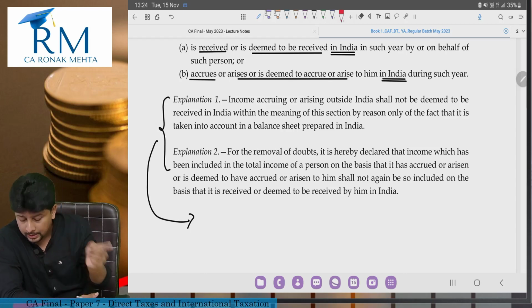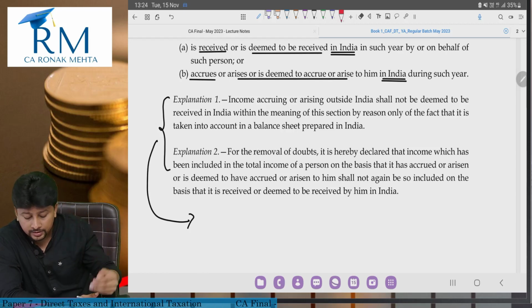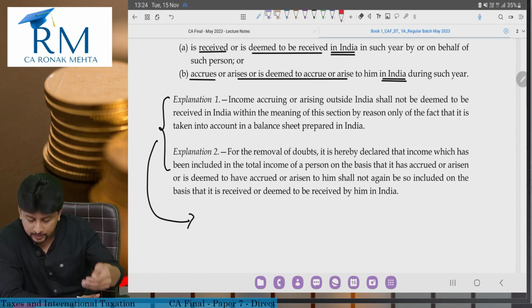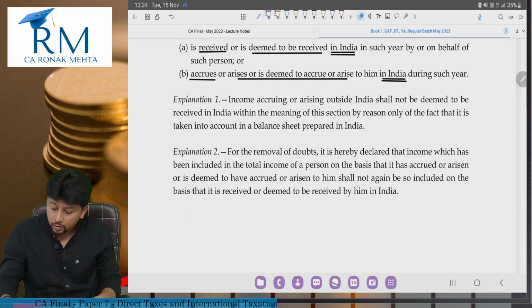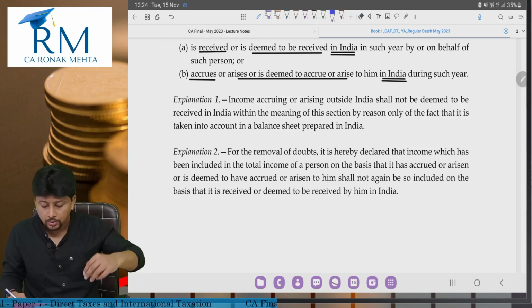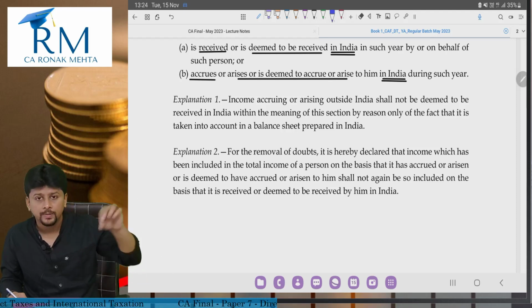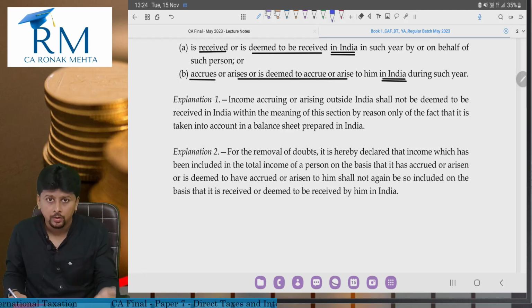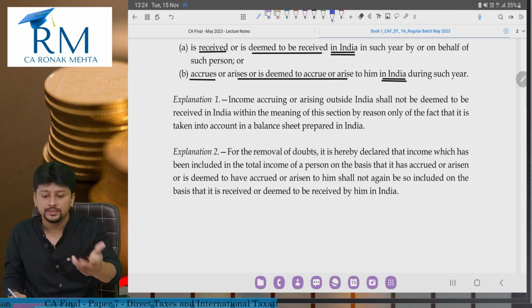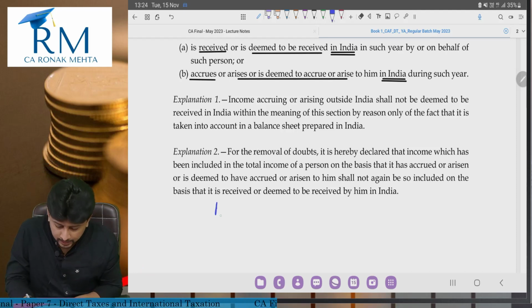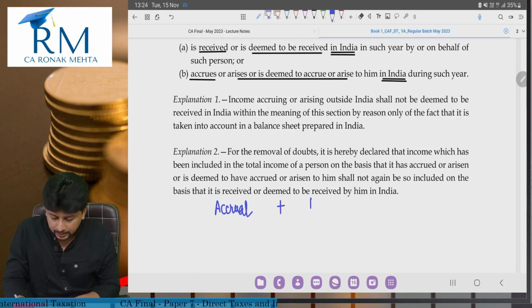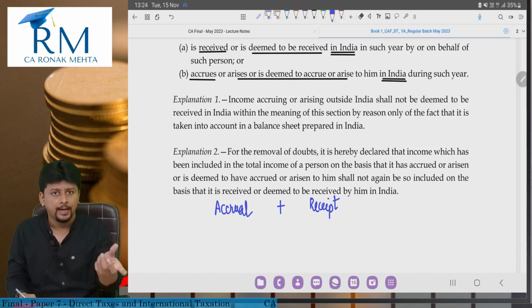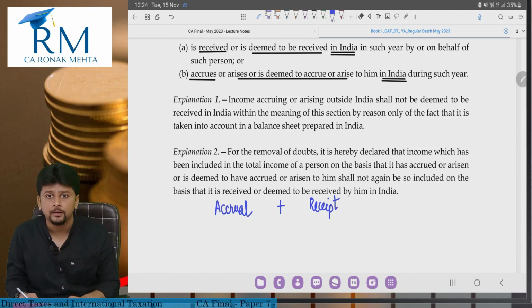Explanation 2: it is hereby declared that income which has been included in the total income of a person on the basis that it has accrued or arisen or is deemed to accrue or arise to him shall not be again so included on the basis that it is received or deemed to be received in India. Now this is pretty common sense. If I have already asked my assessee to pay tax on accrual basis, then if receipt happens after accrual, I will not tell the assessee to pay tax on receipt again.